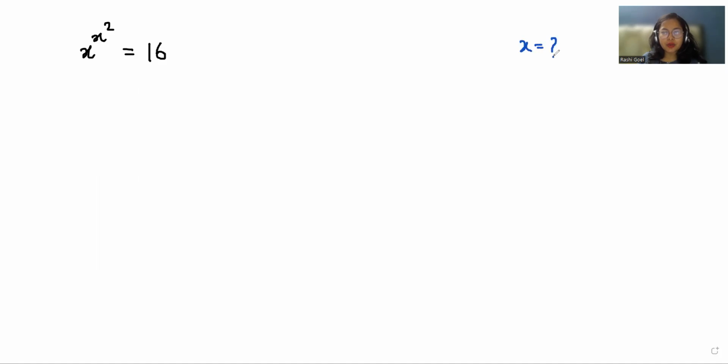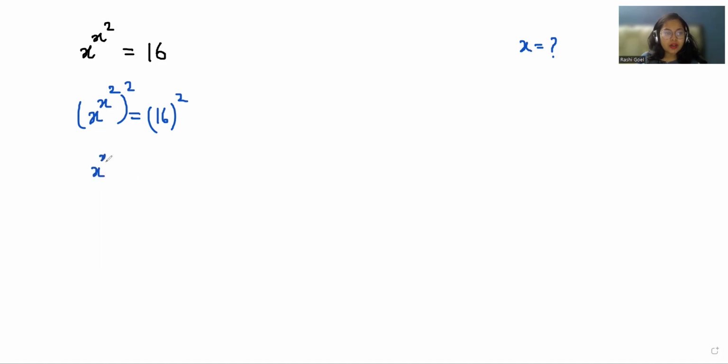My name is Rashi Goel and in this video we are going to solve x power 2 is equal to 16 and we have to find the value of x. So let's start today's video solution. So x power 2 is equal to 16. Now I'm going to do squaring both sides.